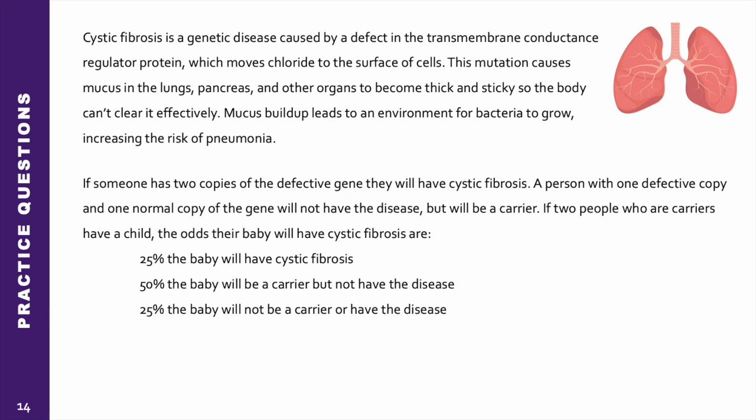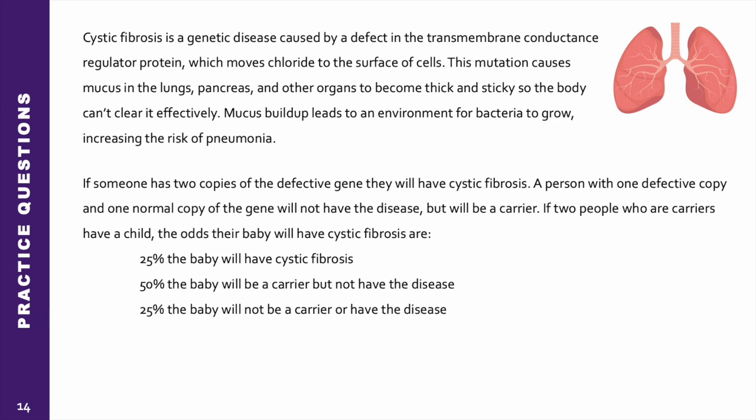Cystic fibrosis is a genetic disease caused by a defect in the transmembrane conductance regulator protein, which moves chloride to the cell's surface. This mutation causes mucus in the lungs, pancreas, and other organs to become thick and sticky, so the body can't clear it effectively. Mucus buildup leads to an environment for bacteria to grow, increasing the risk of pneumonia. If someone has 2 copies of the defective gene, they will have cystic fibrosis. A person with 1 defective copy and 1 normal copy of the gene will not have the disease, but will be a carrier.